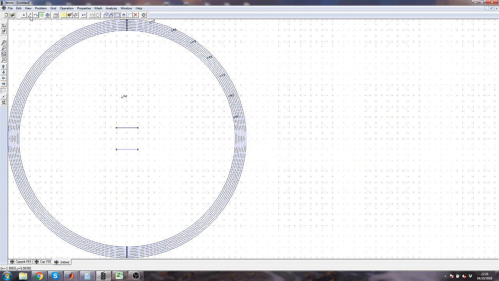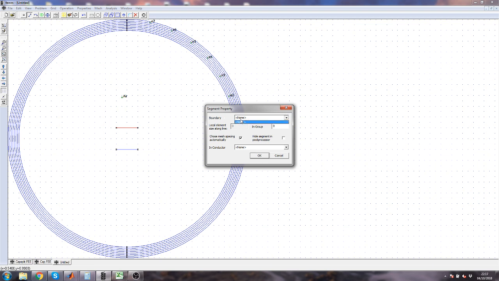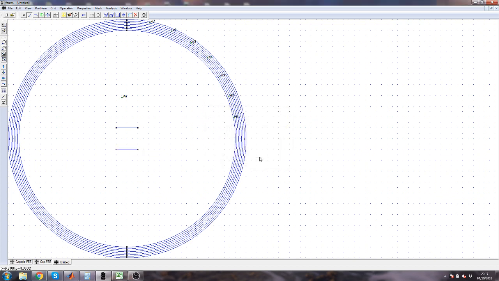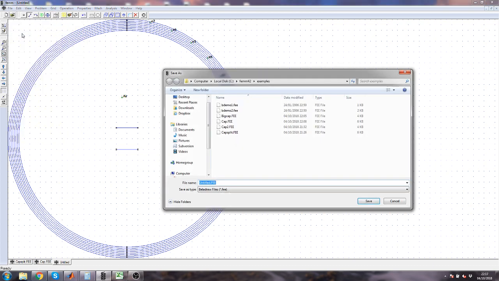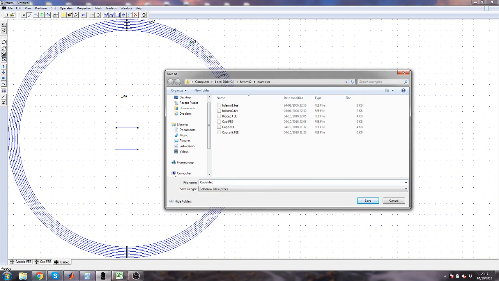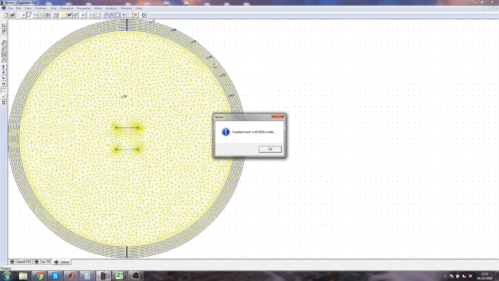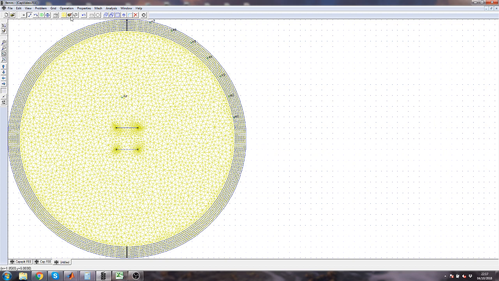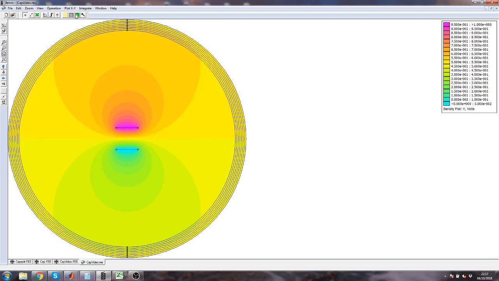And then I can select the two things that I want to be conductors. So I right click, spacebar, in conductor, anode, same again, in conductor, cathode. Then I should just be able to mesh it. Oh yeah, you have to save it. Save as. Then I should be able to mesh it. So it's meshed. And then I should be able to solve it and have a look at the results.